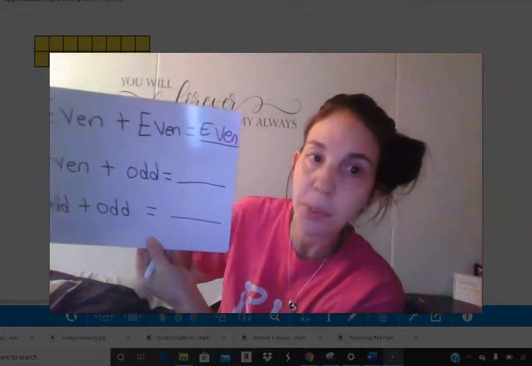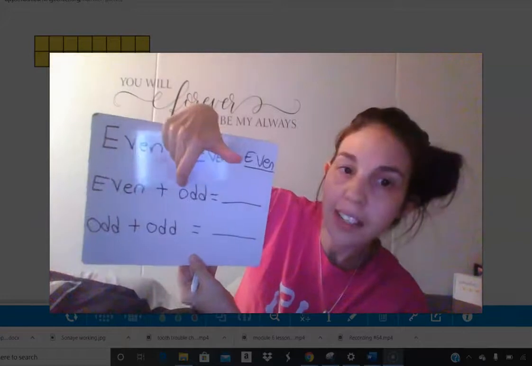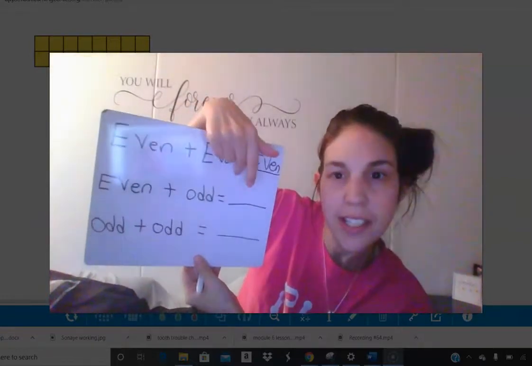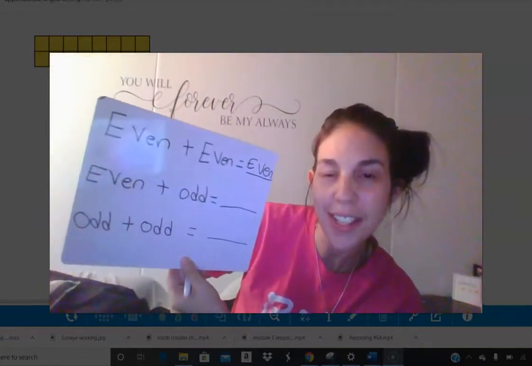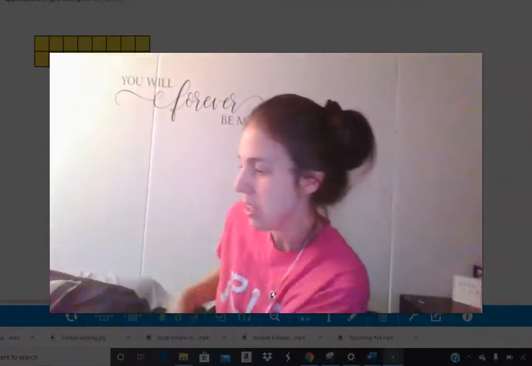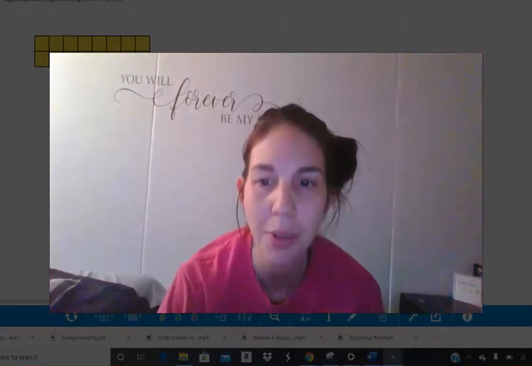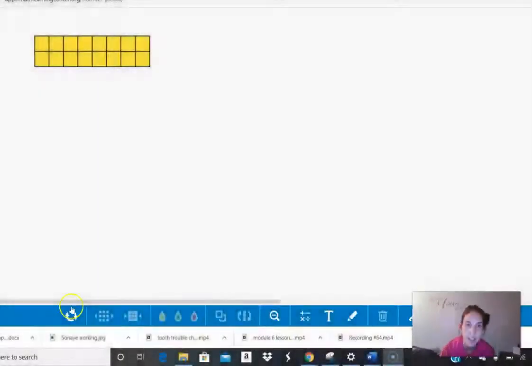Now we're going to explore the idea of an even number plus an odd number. What answer are we going to get? Is it going to be even or odd? What do you guys think? I have an idea, but we're going to explore it. So let's go back to our tiles. Here we go. And this time we're going to look at 2 rows of 3. So let's move these guys out of the way. 2 rows of 3.